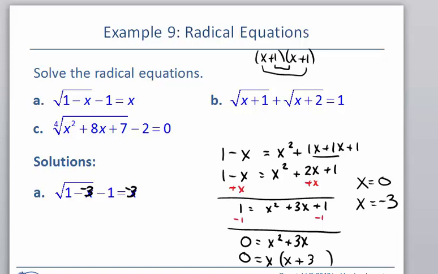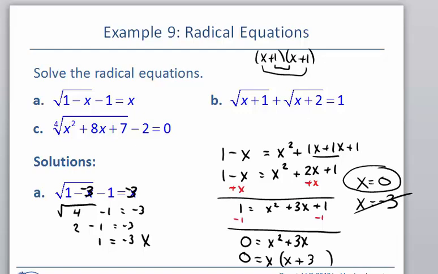And look at that one. So underneath the radical, we have 1 minus a negative 3, which is 4. Minus 1 equals negative 3. The square root of 4 is 2. Minus 1. Okay, so 2 minus 1 does not equal negative 3. And so this is not a solution. The only answer would be x is equal to 0.